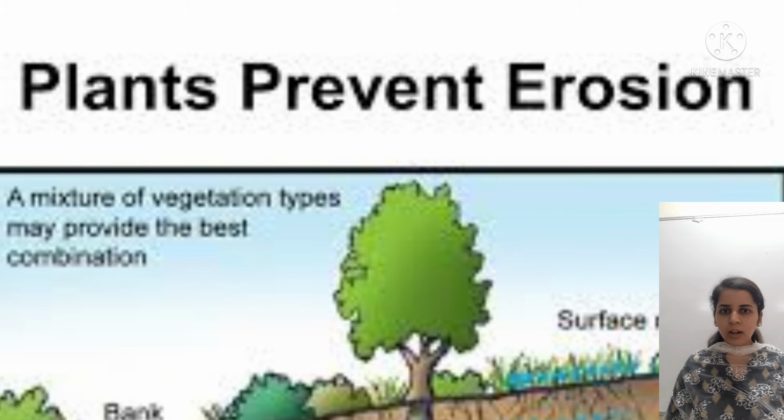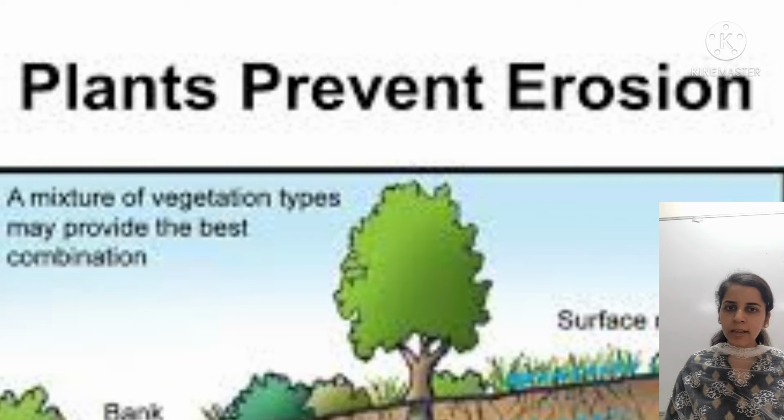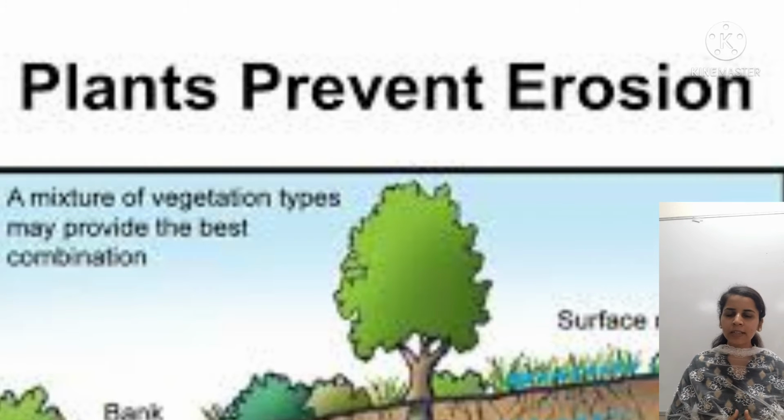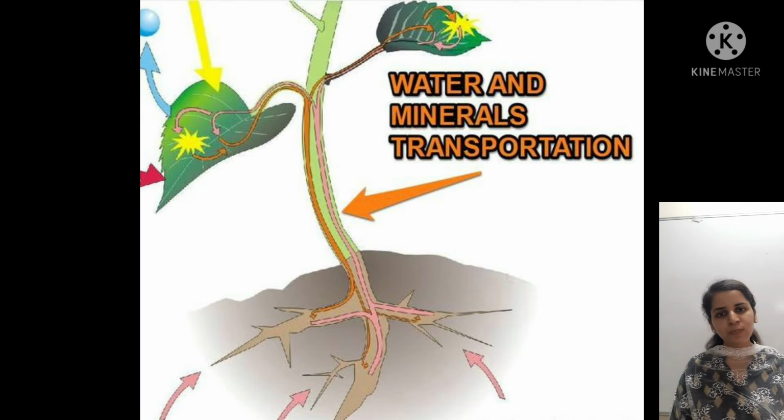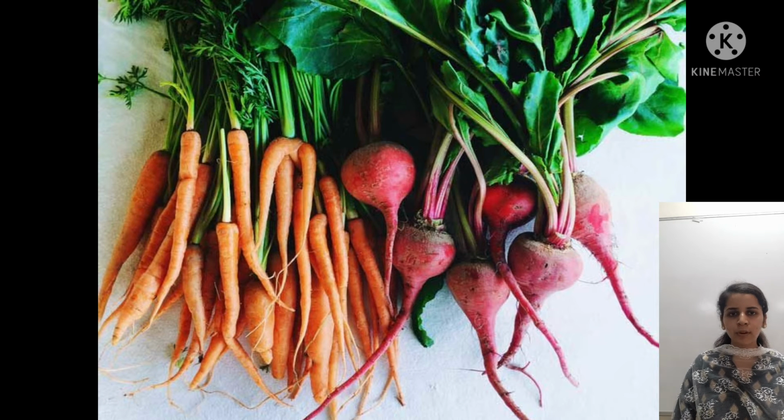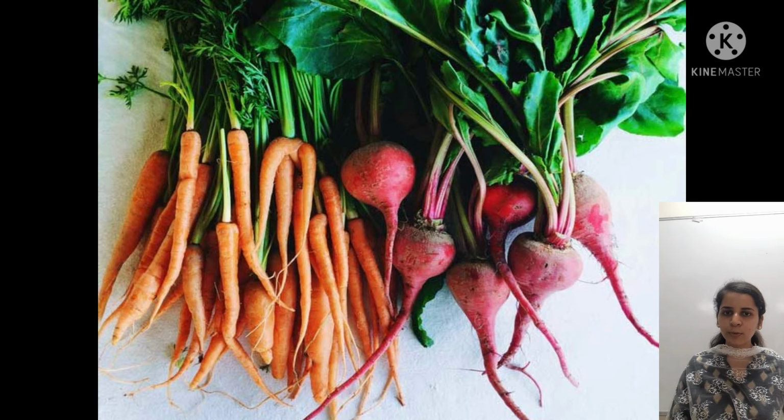So first one, roots hold the soil firmly, which helps in preventing soil erosion. Second, roots absorb water and minerals from the soil that are used by plants to prepare their food. Next, we eat roots of some plants as food. For example, plants like turnip, sweet potato, carrot, radish, they have thick and swollen roots and we eat these roots as food. Okay, so students, now let's talk about shoot system.